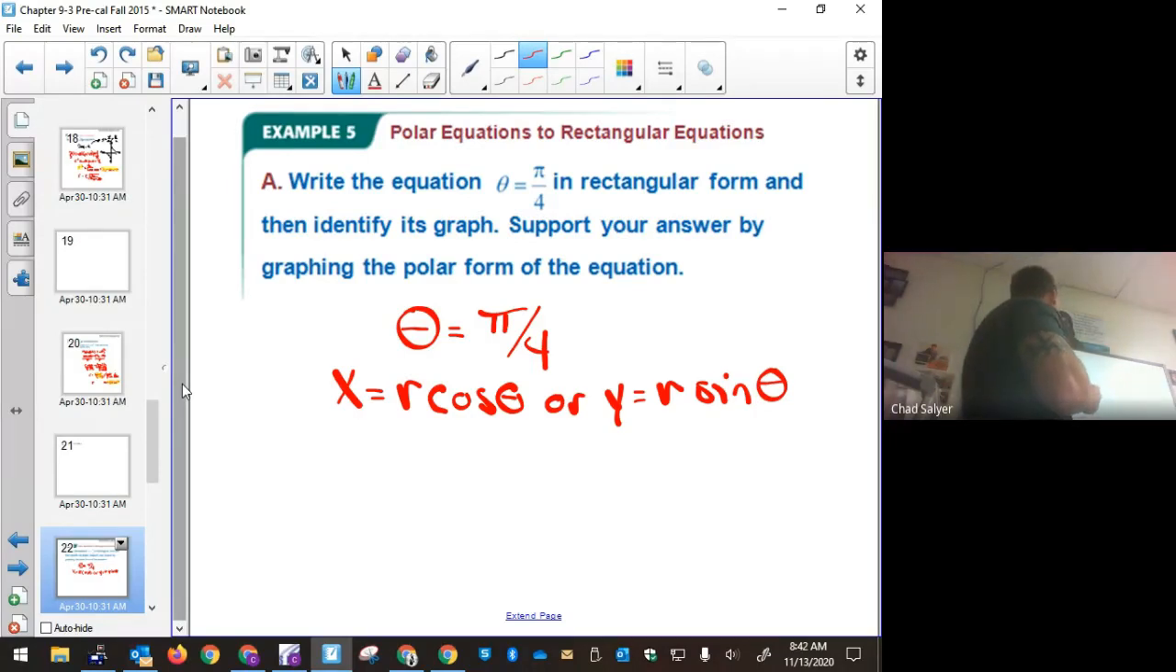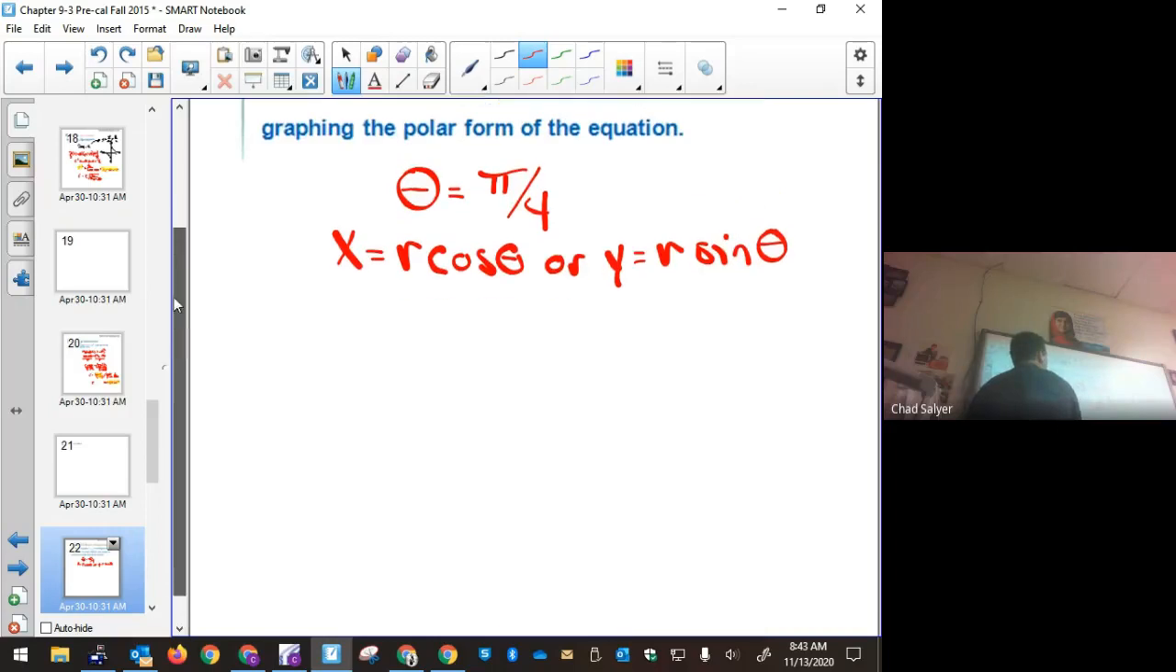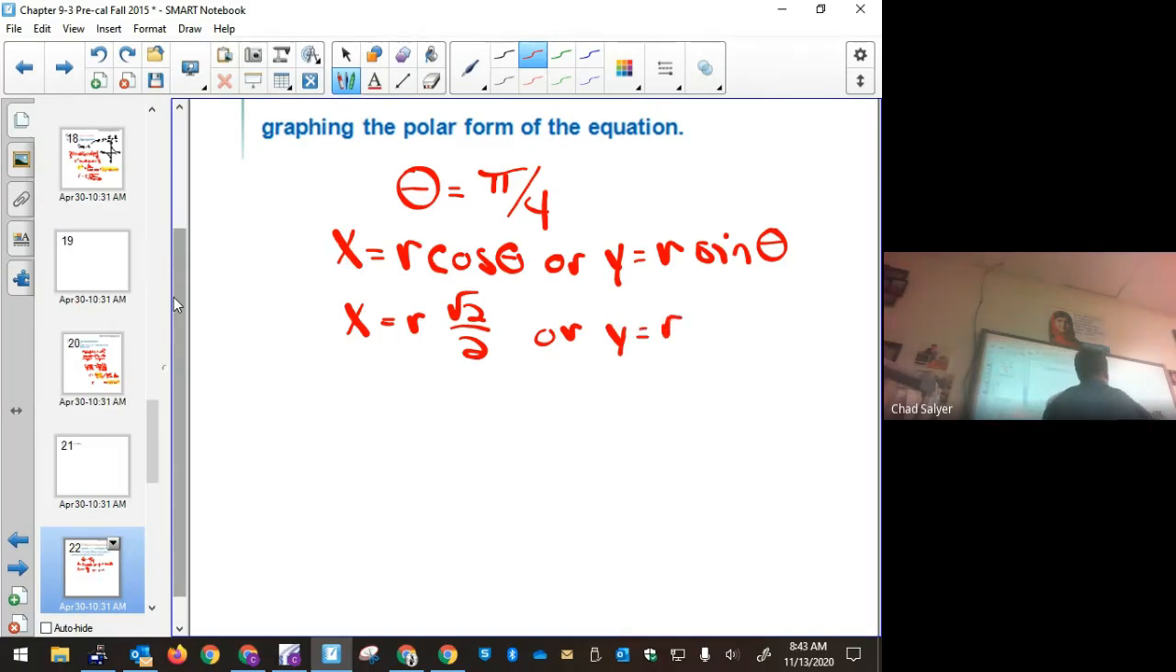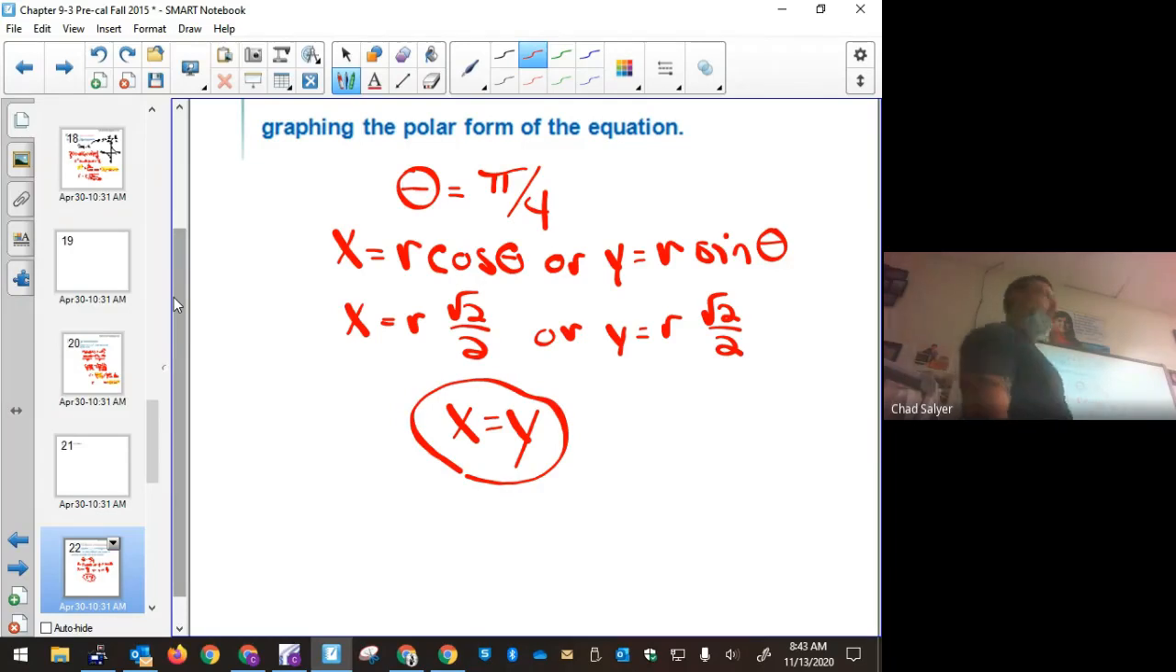So we don't have an R in this case, but we can get there nonetheless. So X equals R times cosine of pi over 4, which is radical 2 over 2, and Y equals R times sine of pi over 4, which is also radical 2 over 2. So you see how those are the same expression? So I could just say X equals Y, or Y equals X. So you get to here and then look for a way to relate them together algebraically. In this case, it's pretty obvious.